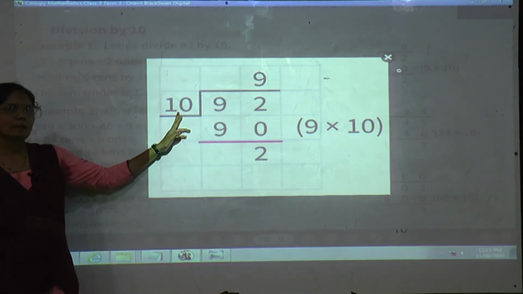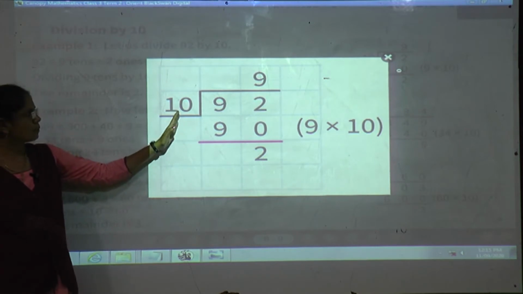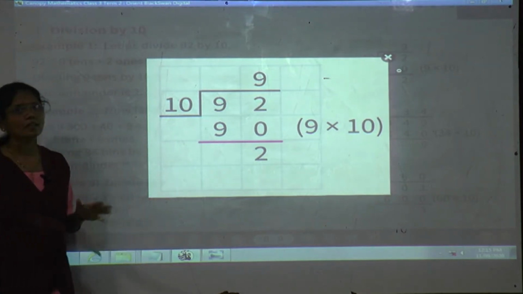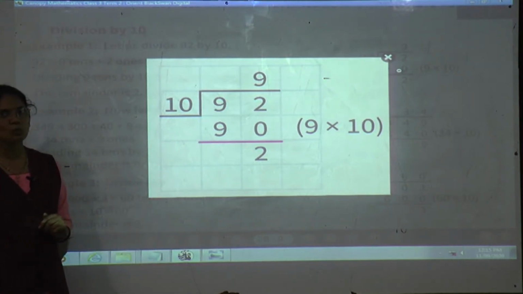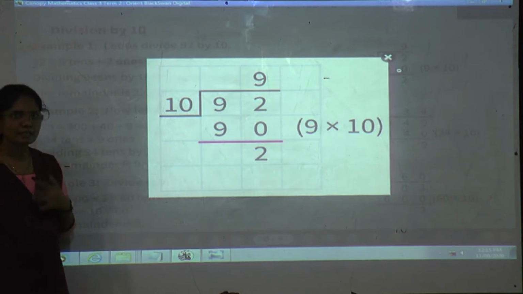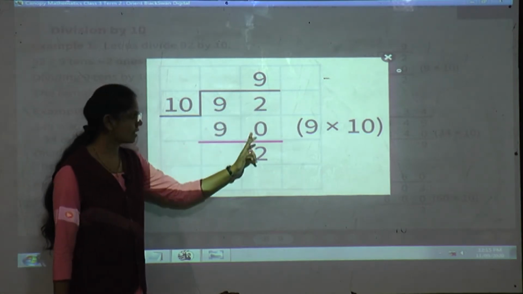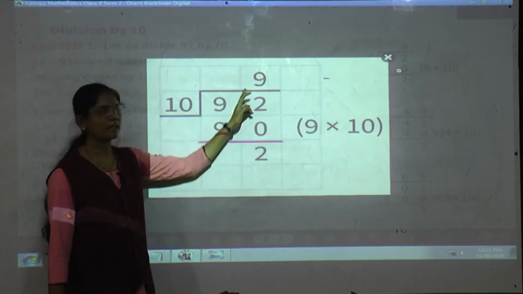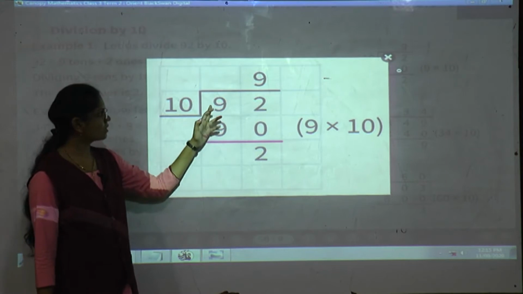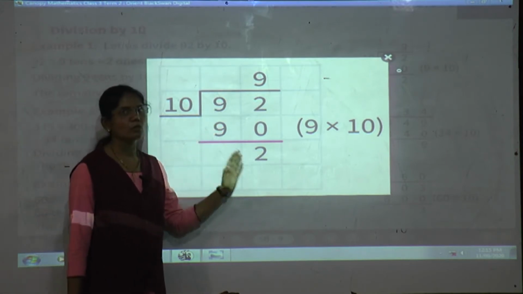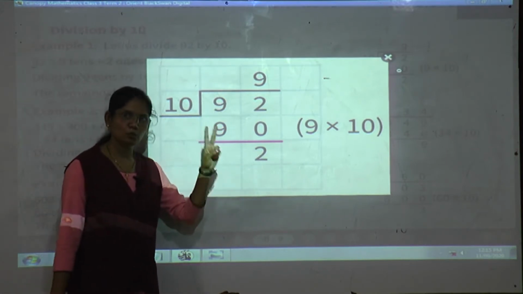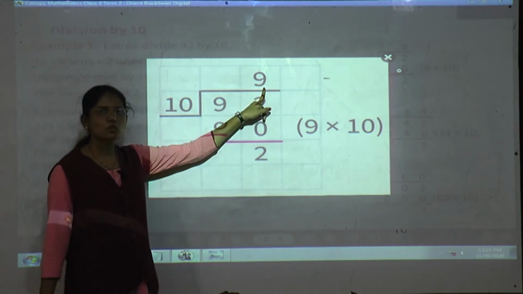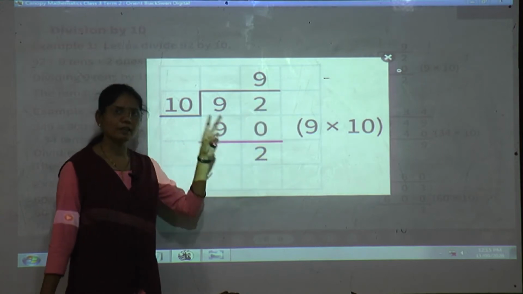Now you have to see the table of 10. In the table of 10, is 92 there? No, 92 is not there. Then find out the number smaller than 92. In the table of 10, 90 is there. So 10 9s are 90. Now do the subtraction. 92 minus 90, what we will get? Remainder 2. So 92 divided by 10, the quotient is 9 and here we got the remainder 2.